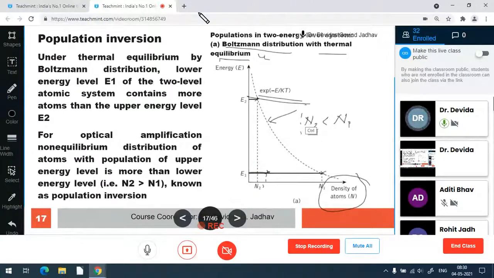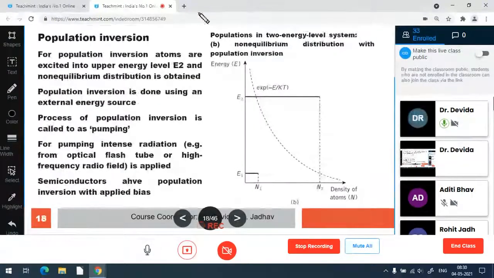And this becomes what we call a non-equilibrium condition. Okay, this becomes non-equilibrium condition. And then N2 becomes larger than N1. This is the population inversion. So higher energy state number of atoms or atom density is more than lower energy state atoms or atom density. So in population inversion, the atoms are excited into the upper energy level. All the atoms are excited into upper energy level, and it is non-equilibrium distribution.